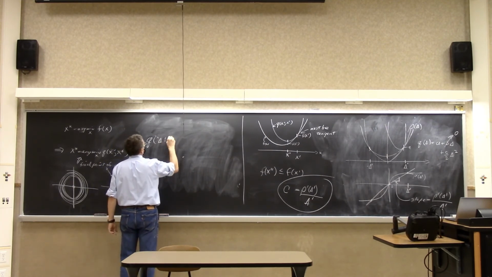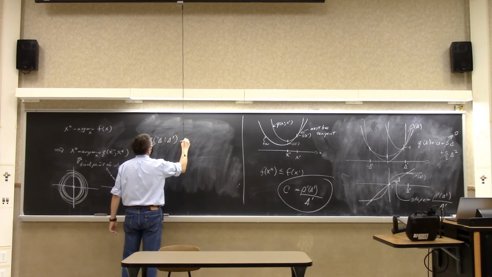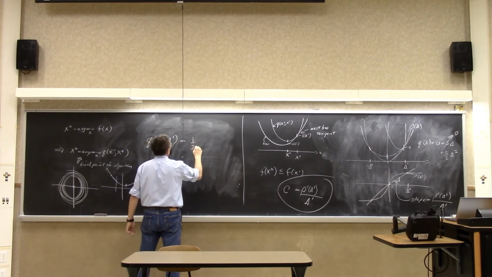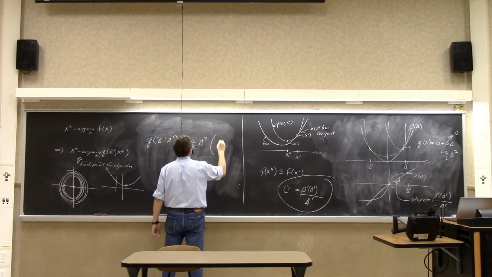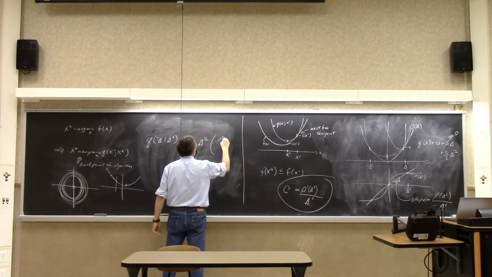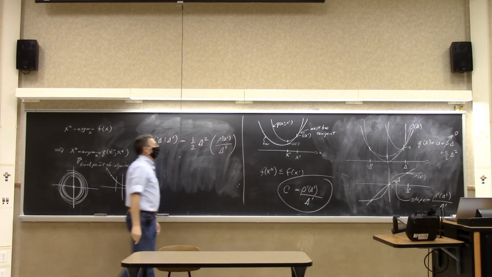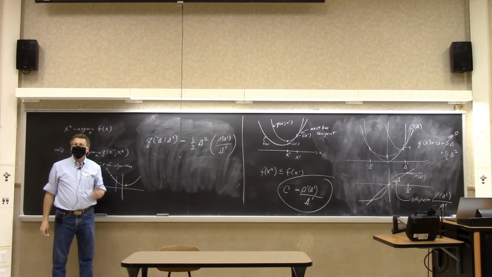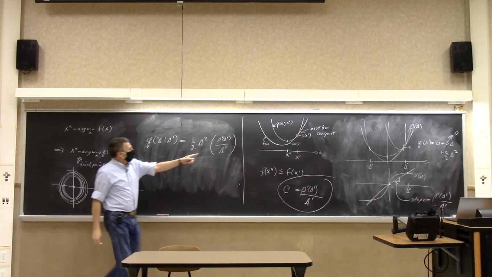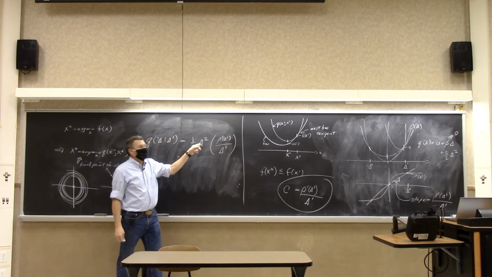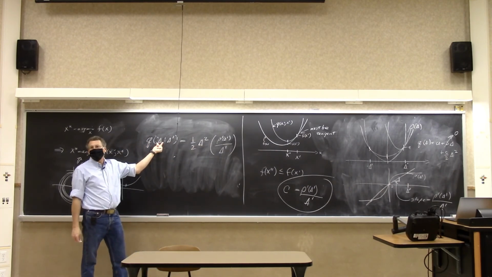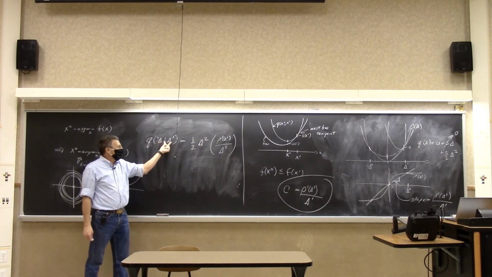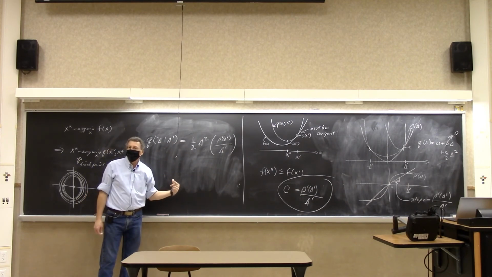Q of delta given delta prime is equal to 1/2 delta squared times rho prime of delta prime over delta prime. That's the formula. The prime deltas are different than the non-primed, because the non-primed deltas are the things you're actually minimizing over. The prime ones are the initial values.